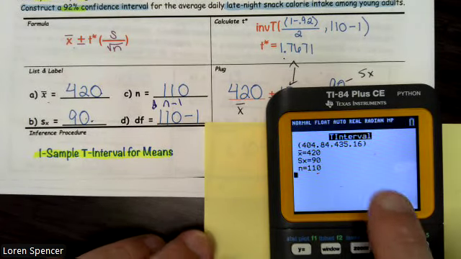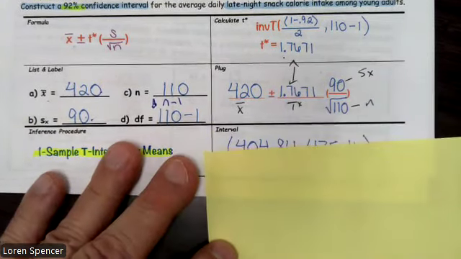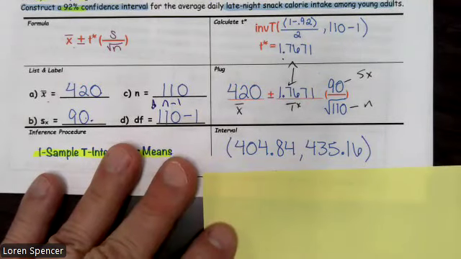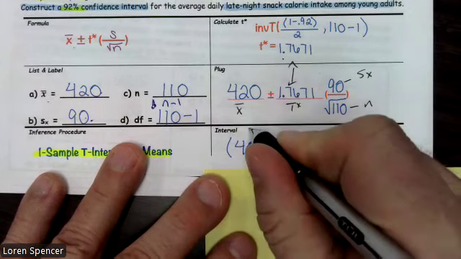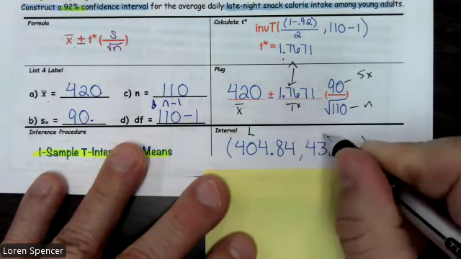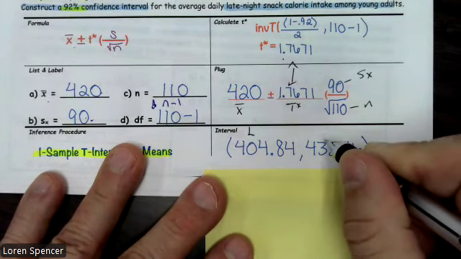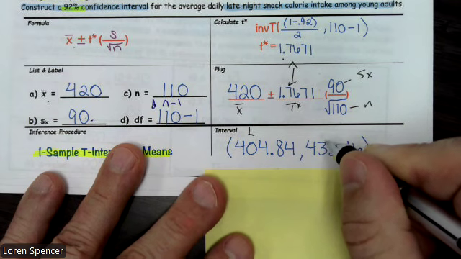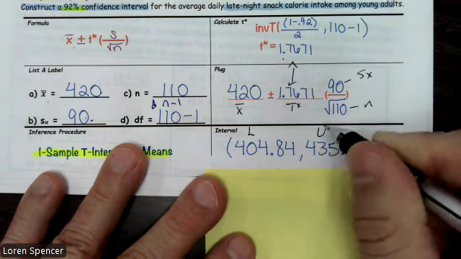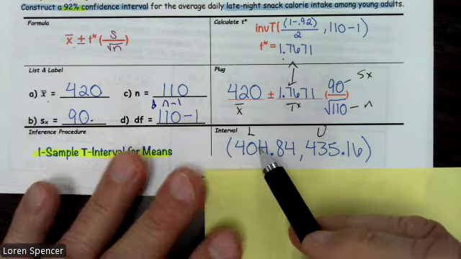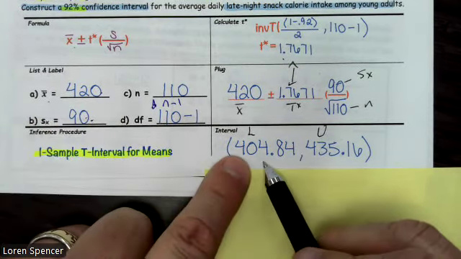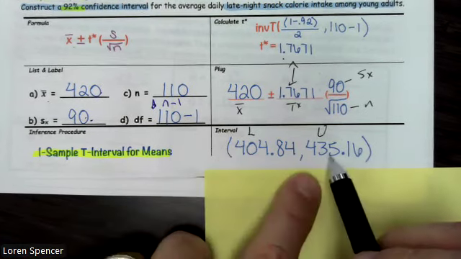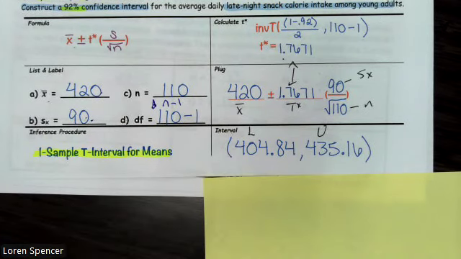So 404 to 435. We're saying, hey, it looks like the claim of 400 does not seem reasonable because it's not in the interval. It looks like they consume somewhere between 404 to 435 calories when they snack at night. With an average, our best guess, of 420, but it could be as low as 404 or as high as 435.